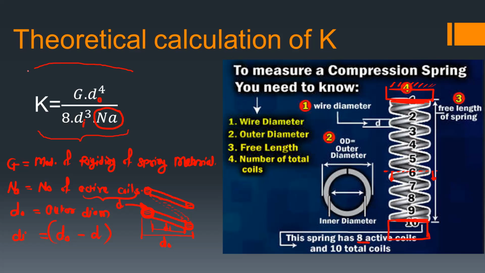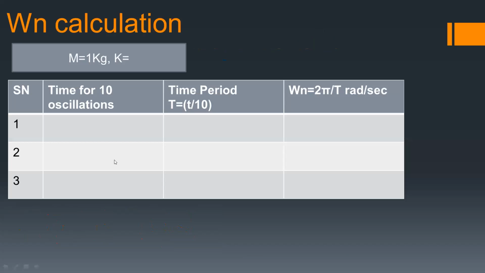Okay, so this is the theoretical formula to find the spring stiffness. For that, we should know the value of the modulus of rigidity of the spring material. Now the second part of the experiment is the natural frequency calculation. For that, we need to oscillate the system and measure the time period of the oscillation using a stopwatch.